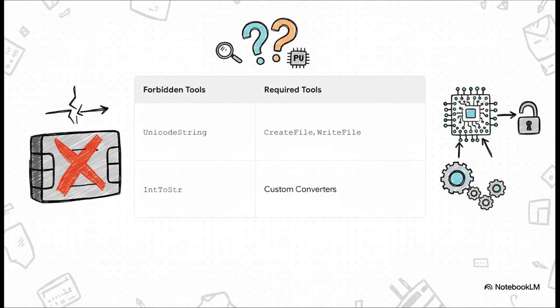This slide shows the trade-off perfectly. We have to give up all our convenient, high-level tools. No more easy string formatting. No more simple number-to-string converters. Instead, we have to do everything the hard way, manually, using these raw, powerful, but much more difficult commands like CreateFile and WriteFile to talk directly to the OS.